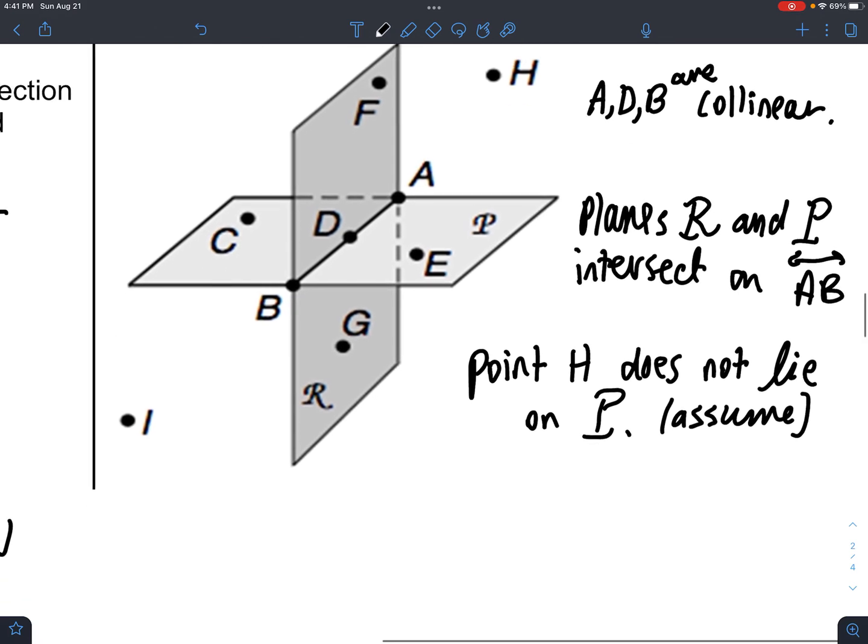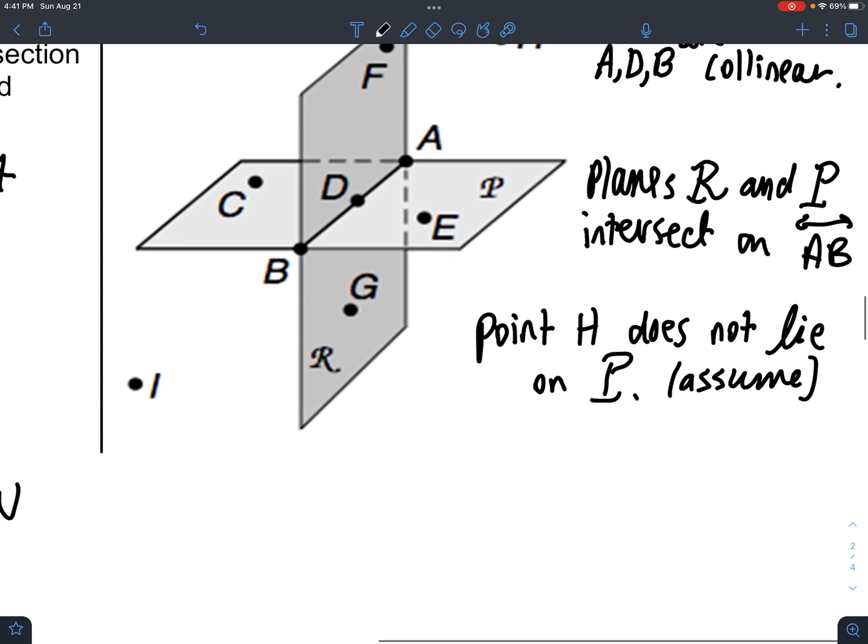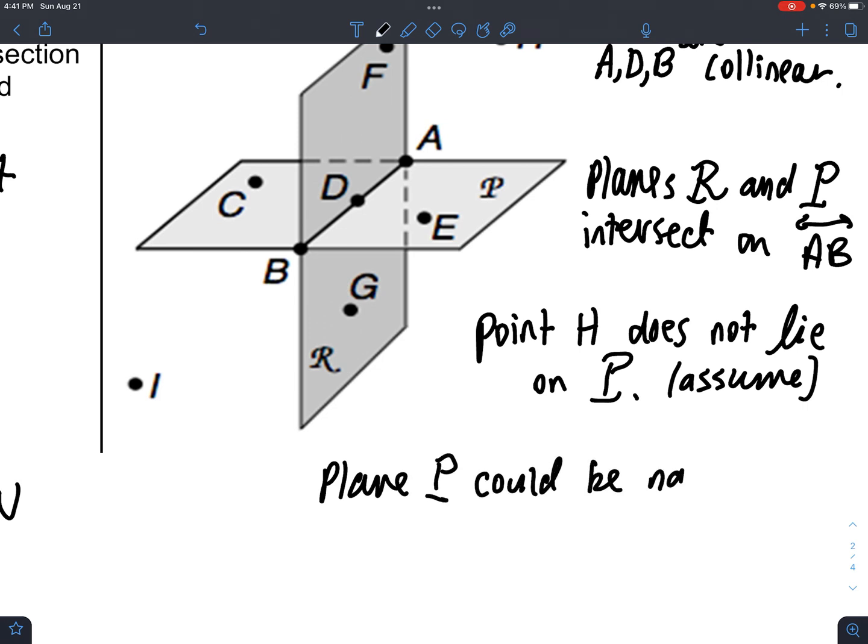But don't worry, I'm not going to try and trick you. Just in general, it's just something to look out for. And maybe one more. How about plane P could be named plane what? Well, any three non-collinear points. So you couldn't call it plane ADB, but you could call it plane ACE.